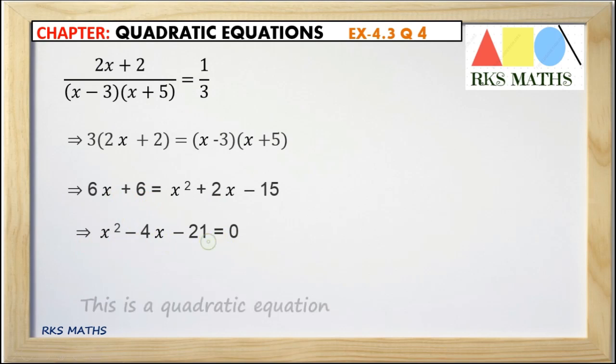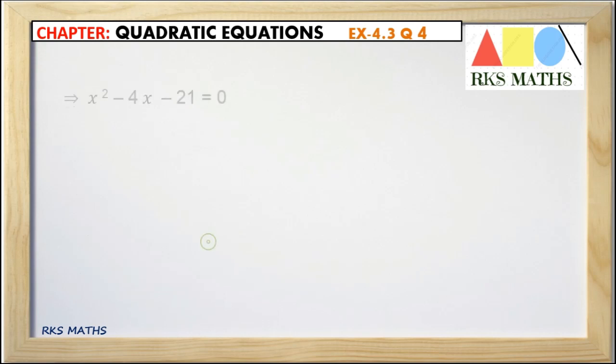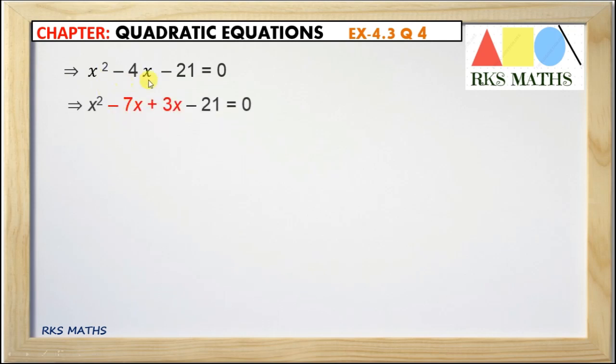So again we can solve it either by quadratic formula or by splitting the middle term. Let us do it by splitting the middle term this time. This minus 4x is split as minus 7x plus 3x. Why? Because minus 7x plus 3x is minus 4x, and minus 7x into 3x is minus 21x square, that is minus 21 into x square. So both the conditions are satisfied. So we have split minus 4x as minus 7x plus 3x.